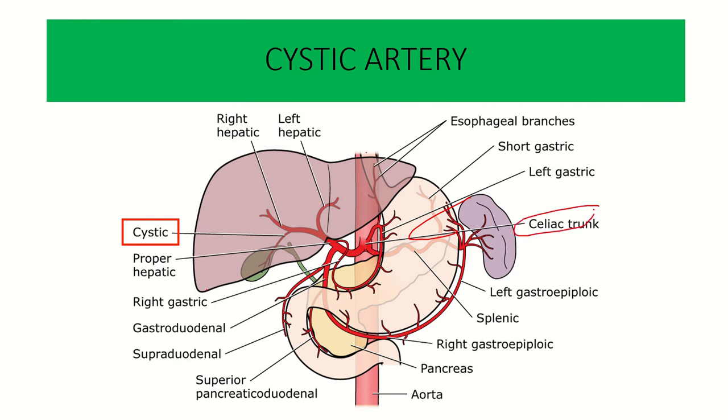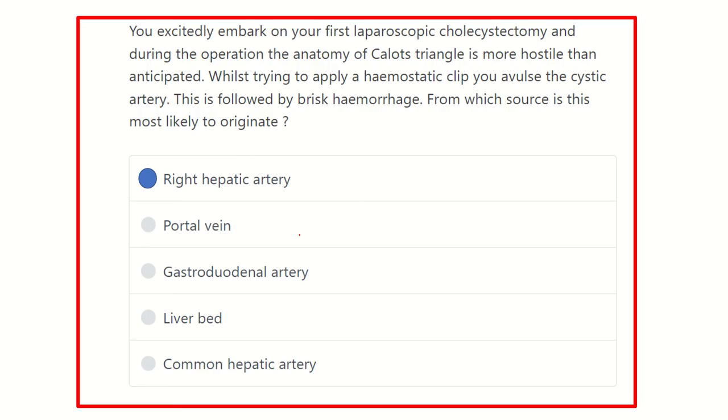You can see here the celiac trunk arises, and from the celiac trunk the common hepatic artery arises. From the common hepatic artery, the proper hepatic artery arises, and the proper hepatic artery is divided into the right hepatic artery and left hepatic artery, and from the right hepatic artery, the cystic artery arises. So we can see finally the cystic artery arises from the right hepatic artery.